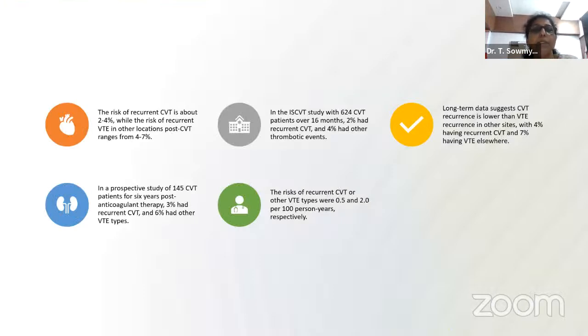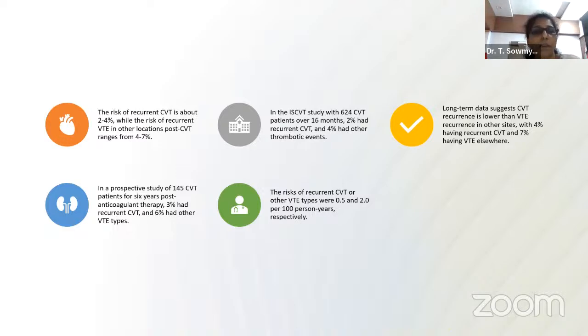And coming to the recurrence of CVT or venous thromboembolism, it is 2 to 4% recurrence in CVT and 4 to 7% in venous thromboembolism. As I said, in the ISCVT study done in 624 CVT patients, the recurrence of CVT was observed as 2% and 4% for the other thrombotic events.